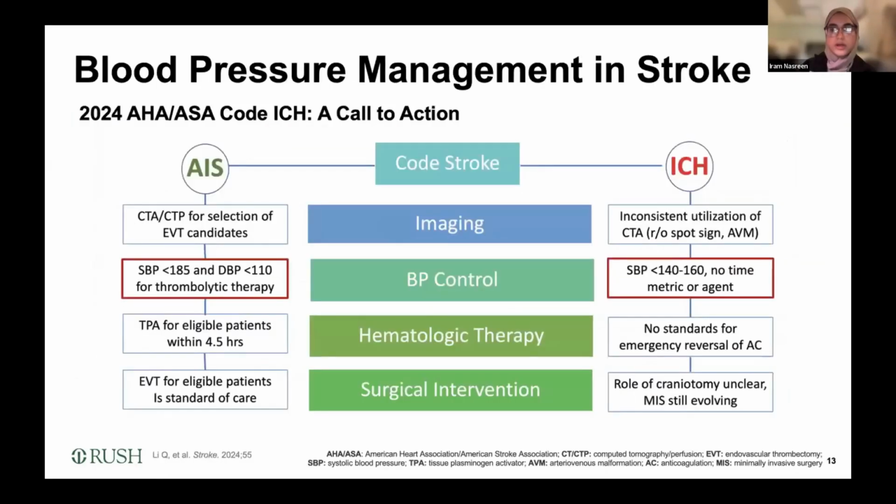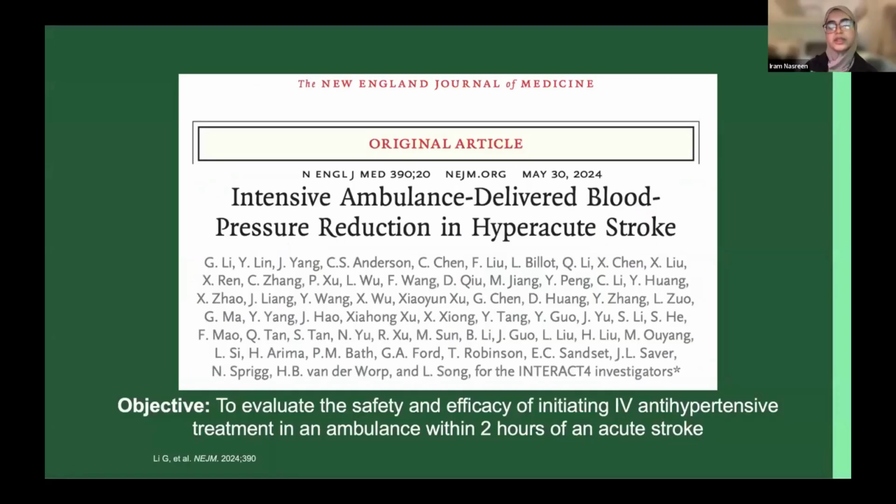And this leads to our current day recommendations from the 2024 AHA-ASA Code ICH guidelines, and these recommend to continue having a systolic blood pressure goal less than 185 and diastolic less than 110 for patients with acute ischemic stroke who will receive thrombolytic therapy. And for ICH patients, the guidelines recommend an SBP less than 140 to 160 and no specific time metric or agent to be used. So then this brings us to the trial that we're going to be evaluating today. Intensive ambulance delivered blood pressure reduction in hyperacute stroke.